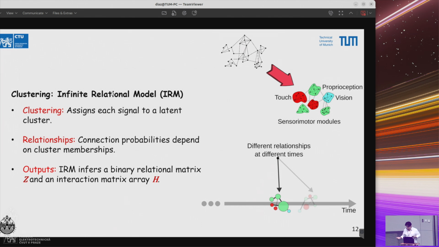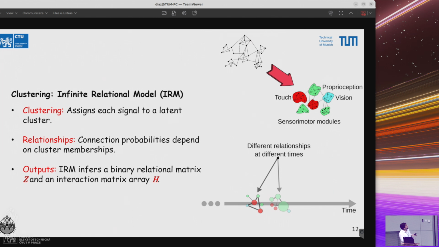And we apply another method called the infinite relational model. All it is trying to do is find clusters in those signals based on the relational information that was provided by the instantaneous mutual information. So now that you have your graph, which is shown here, eventually you start clustering, and then within those clusters you can detect groups of proprioceptive signals, groups of visual signals, groups of tactile signals.